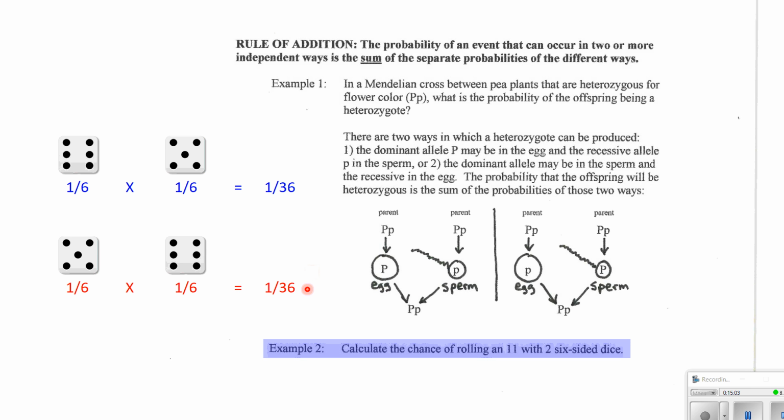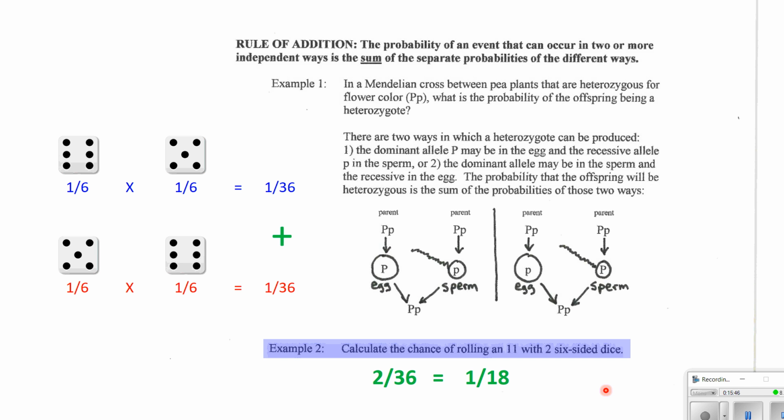So the total probability that when I roll those two dice, I'm going to get 11 is the sum of those two individual probabilities. 1 out of 36 plus 1 out of 36 is, of course, 2 out of 36, which is reduced down to a 1 out of 18 chance. It's exactly twice as likely to happen as rolling a 12. So you're going to get 11 in Monopoly twice as often as you're going to get 12. That's using rule of addition.